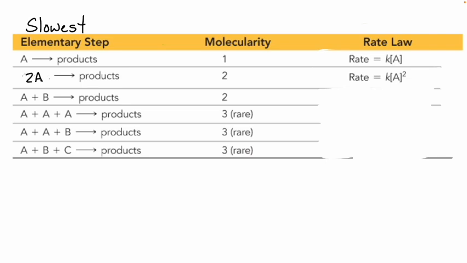If I have two different reactants, A and B, again, the rate law is just going to be k times the product of the concentrations of those reactants.